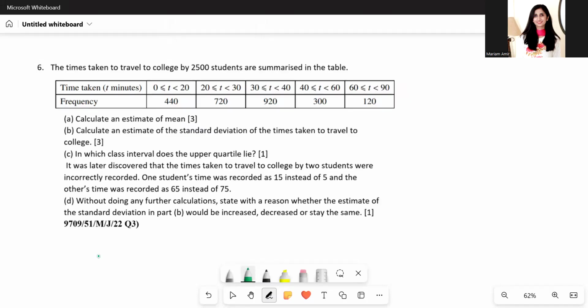Okay, another question on mean and standard deviation for group data. The times taken to travel to college by 2,500 students are summarized in the table. Calculate an estimate for the mean.